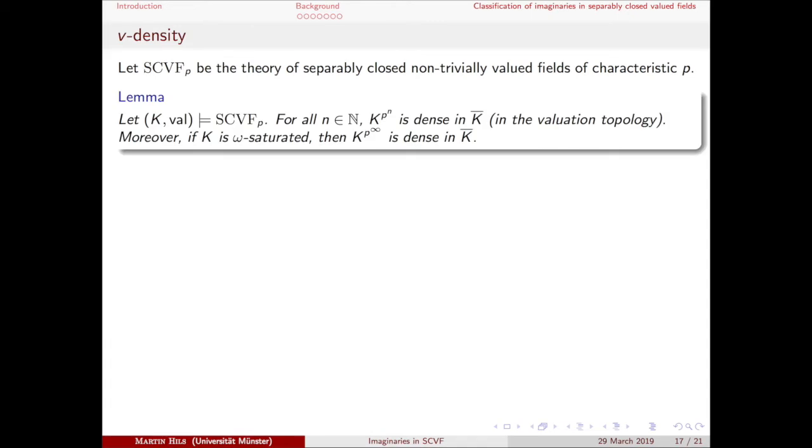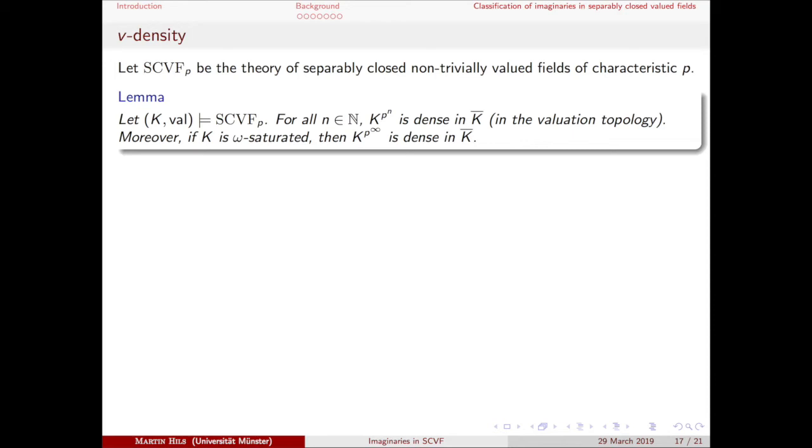There is a little observation, but I want to prove it because it's essential. It's easy but essential. It's that if you have a separably closed non-trivially valued field, then K, or K^(p^n), is dense in K bar, the algebraic closure. Dense in the sense of the valuation topology. And if the field is omega-saturated, then this holds even for K^(p^∞). But this is then by compactness.